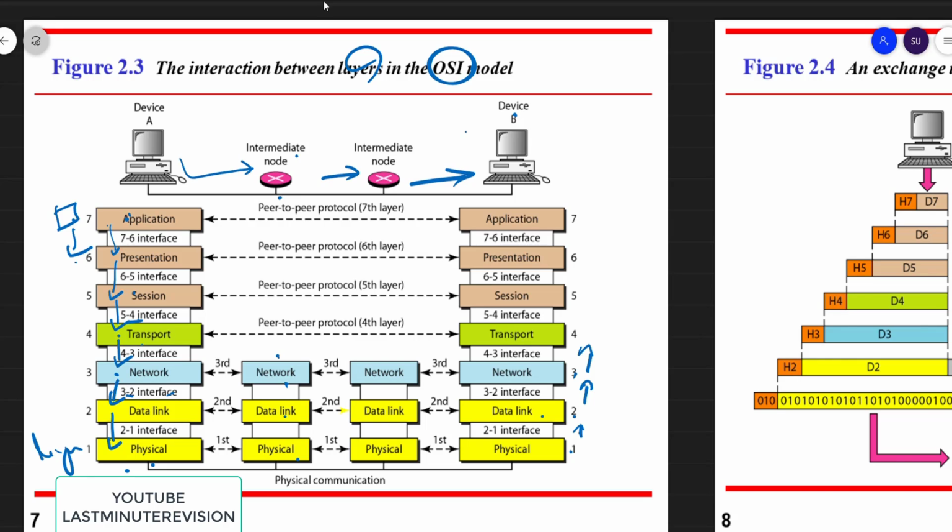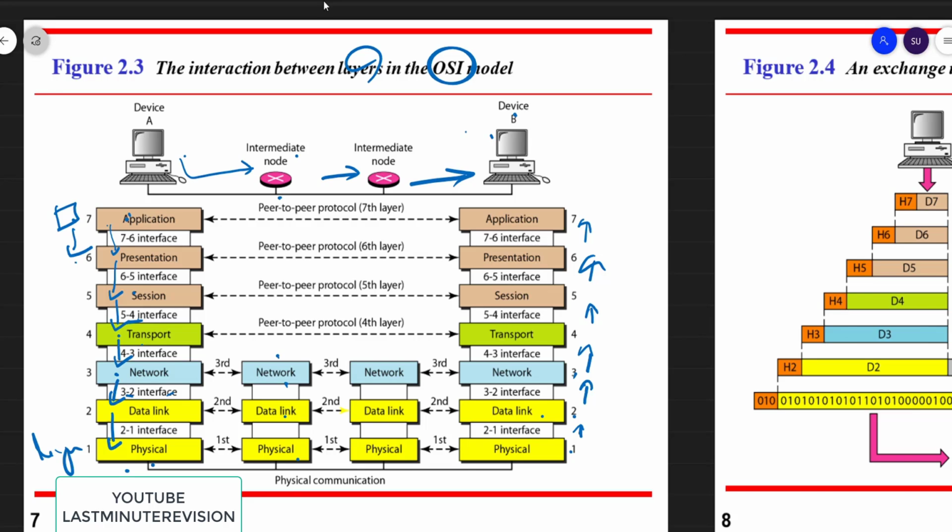In layer 4, it will remove the transport part and transfer the data to the session layer. In layer 5, it will remove the session layer part and transfer the data to the presentation layer. In layer 6, it will remove the presentation data and transfer the data to the application layer. So this is how the process takes place between device A and device B.